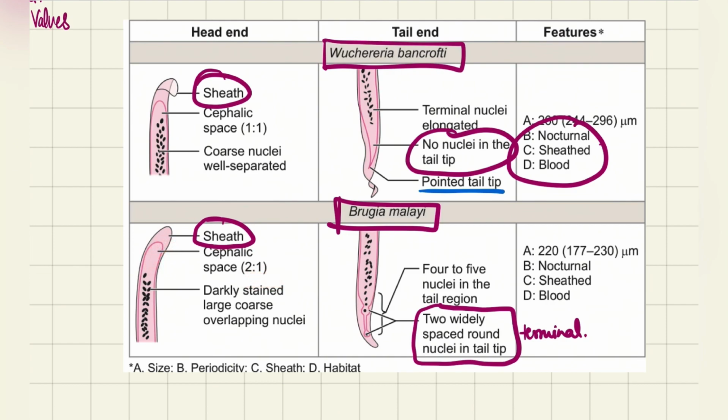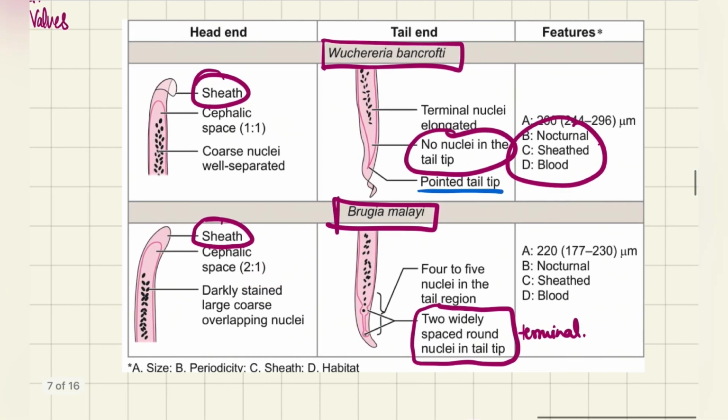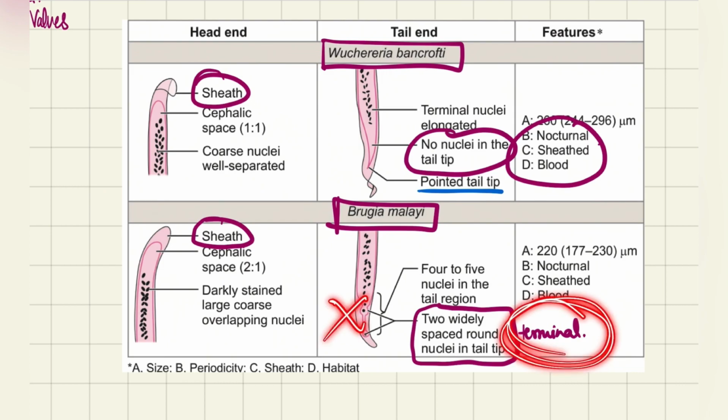Okay, and also the next main feature you have to know is that at the tail end, this is the most important thing, there is no nuclei in the tail tip in Wuchereria bancrofti. There is no nuclei. Okay, while in Brugia malayi, there are 2 widely spaced round nuclei in the tail tip. These are terminal nuclei. Terminal nuclei are not present in Wuchereria bancrofti. This is the main differentiation.